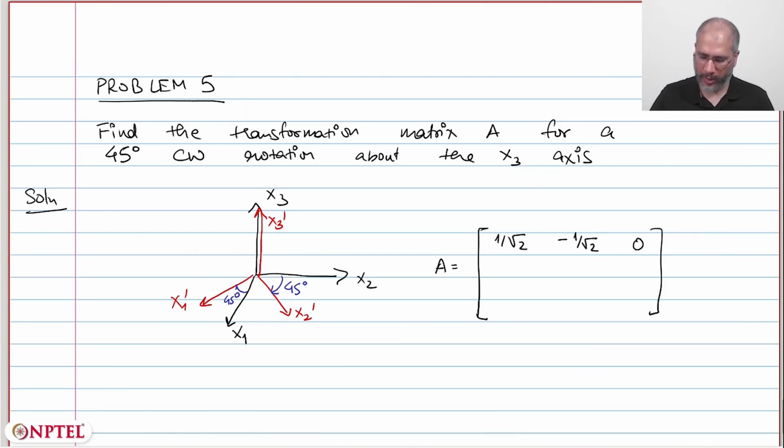Similarly, now let's go to x2 prime. x2 prime makes an angle of 45 degrees with x1. So that's a 1 by root 2. x2 prime makes an angle of 45 again with x2. So that's a 1 by root 2 again. And it's still a 90 degree with x3. So that's a 0. Now x3 prime makes an angle of 90 degrees with both x1 and x2. And then it makes an angle of 0 degrees with x3. So that's a 1. So this is the transformation matrix corresponding to this transformation that was given to us. So that completes the solution.